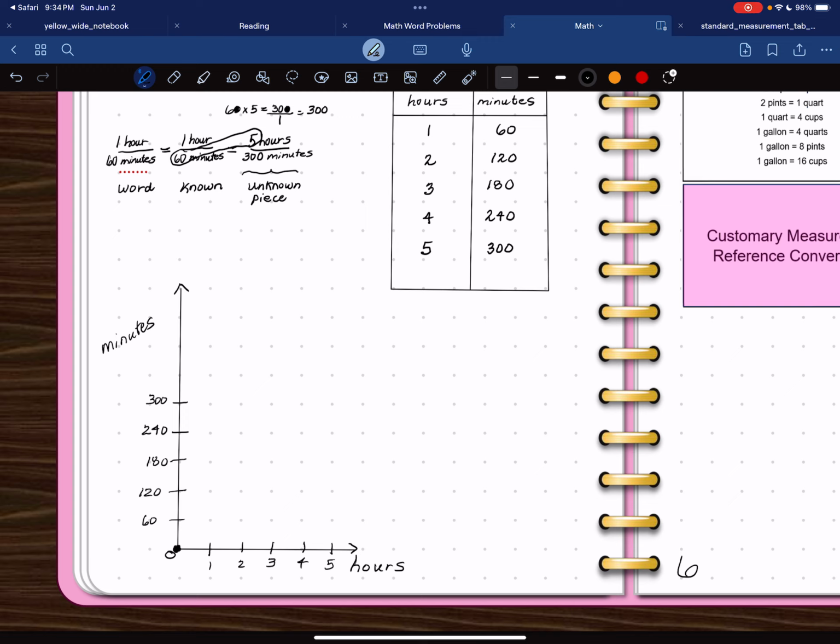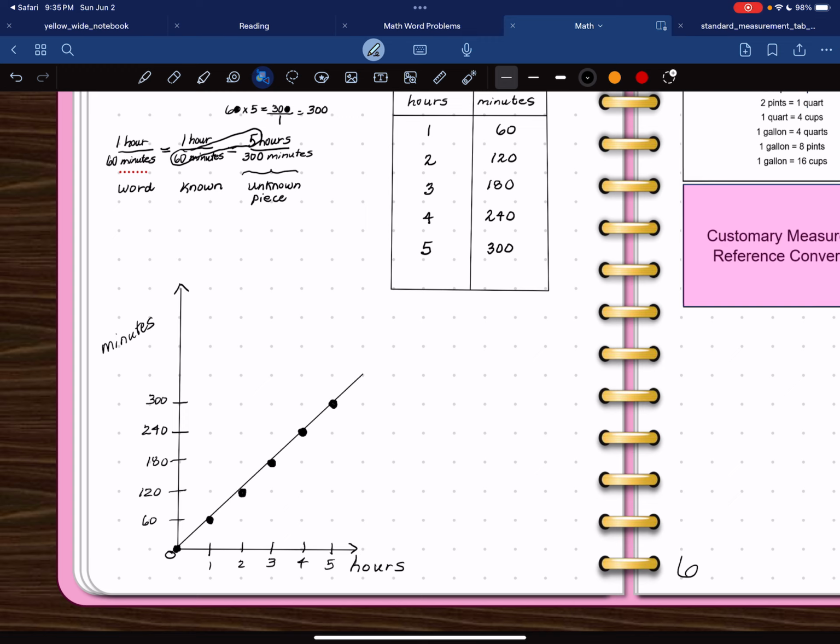When the minutes are 60, the hour is 1. When 120 minutes have elapsed, 2 hours have elapsed. When 180 minutes have elapsed, 3 hours have elapsed. 240 is equivalent to 4 hours. 300 is equivalent to 5 hours. And I can see a beautiful linear function emerging here.